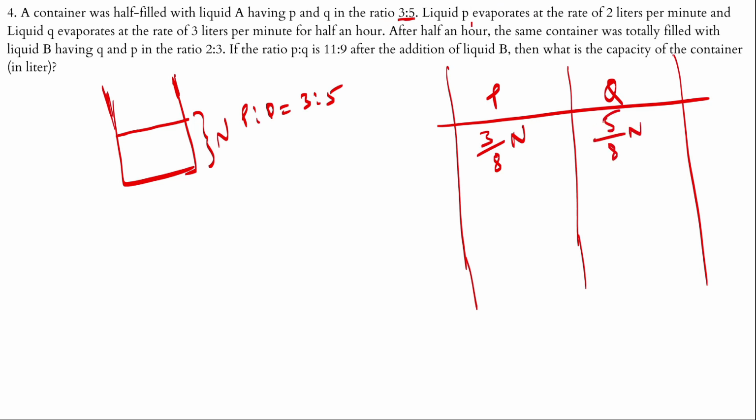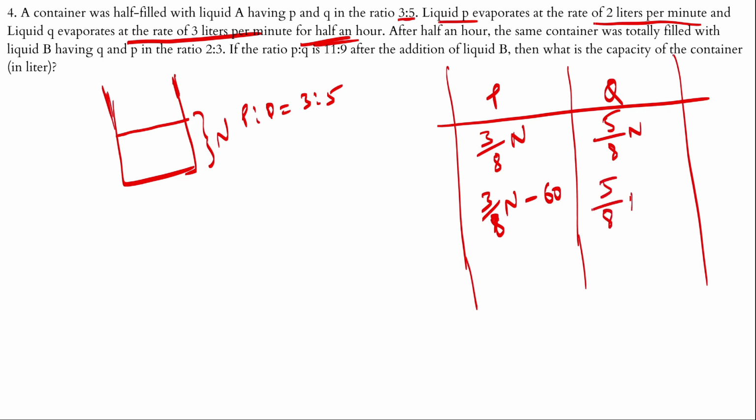Now it is also given that liquid P evaporates at the rate of 2 liters per minute. If it evaporates 2 liters per minute, then for half an hour it must have evaporated 60 liters, right? So 60 liters gone. So 3 by 8 N minus 60. What about Q? Q evaporates at the rate of 3 liters per minute. If it is 3 liters per minute, then for half an hour it will be 90 liters.